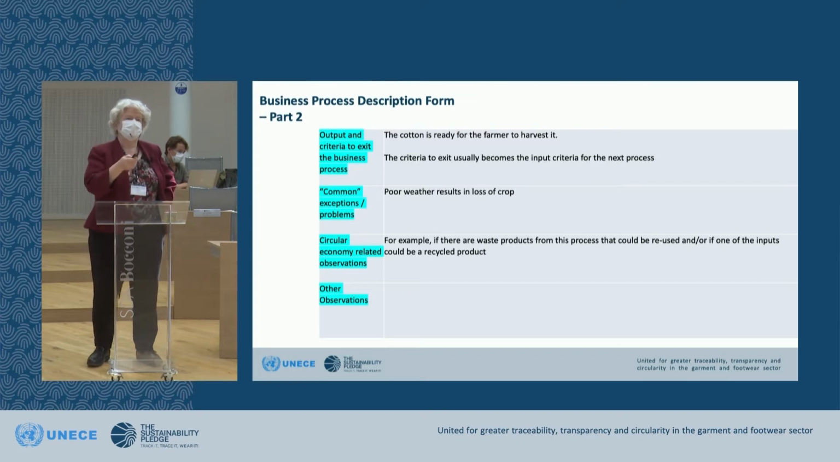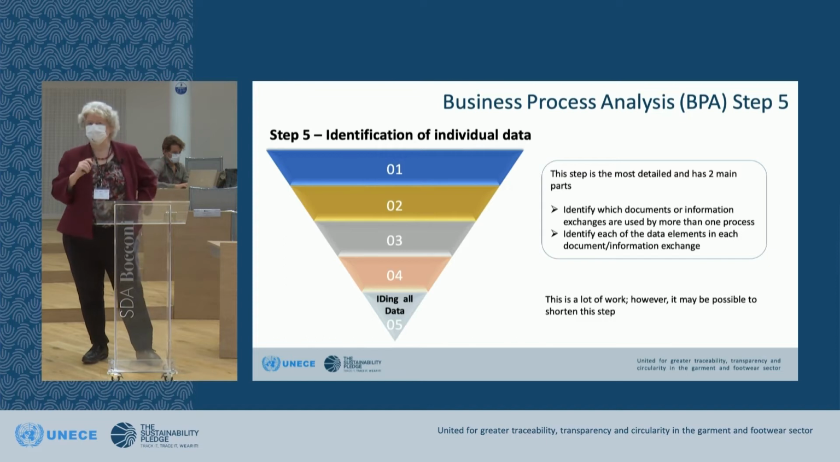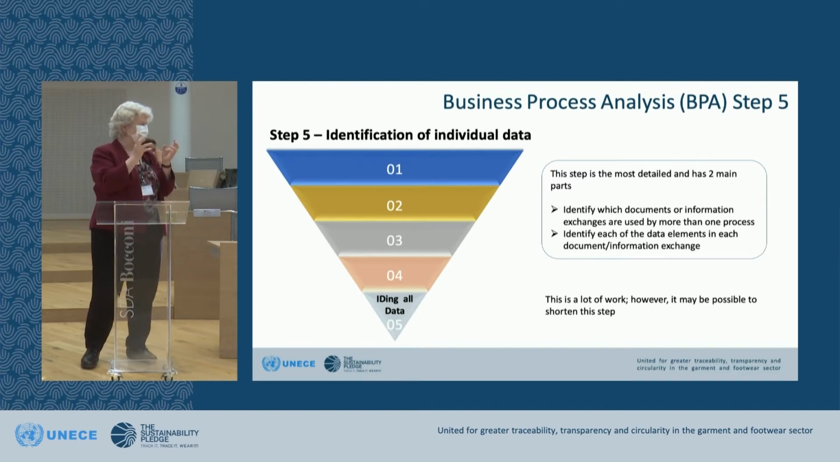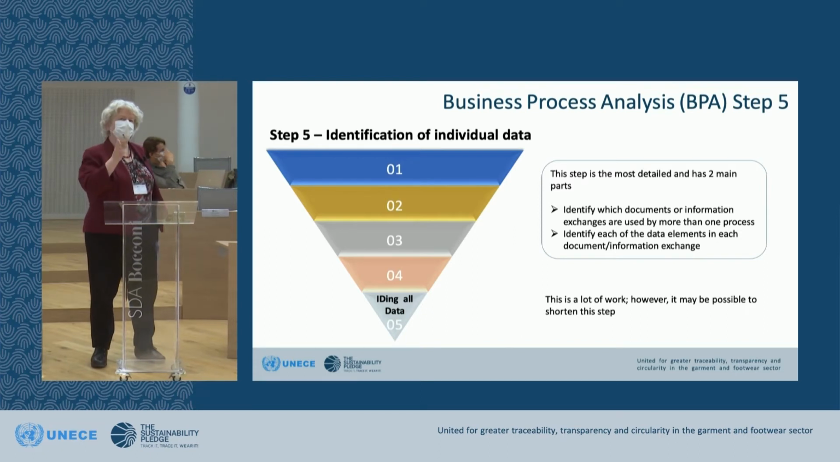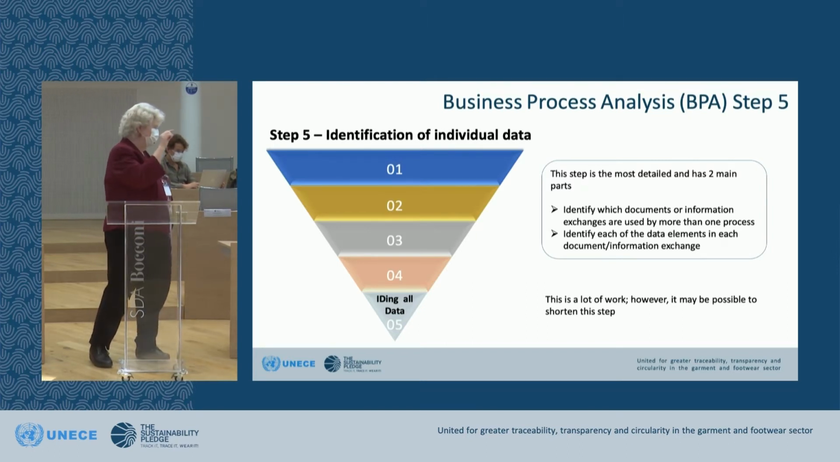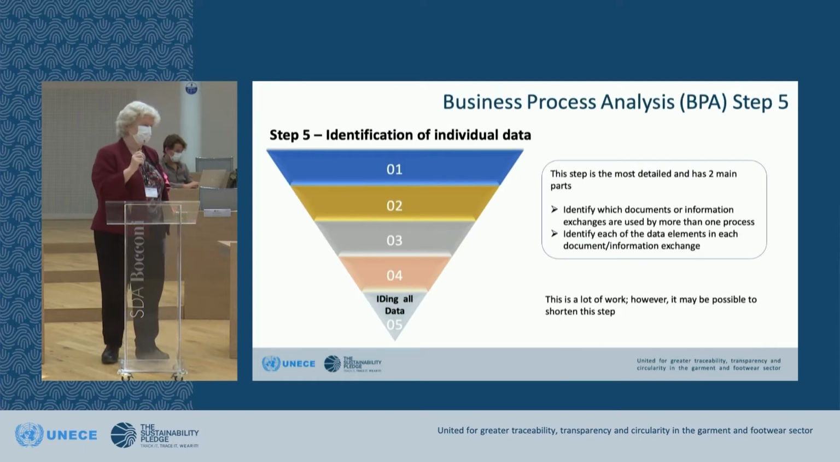Then at the end of the business process description, you have the criteria of what has to have been done to exit the process, and then any common exceptions or problems, and maybe some observations about circular economy actions that could be taken. And then we get to the most difficult and detailed part of the business process description, which you would usually do primarily if you're using this for a computerization process where you want to computerize the entire process, which is you have to identify all of the documents and the information exchanges, and then each and every data element that's exchanged. So you can imagine that can take a lot of time.